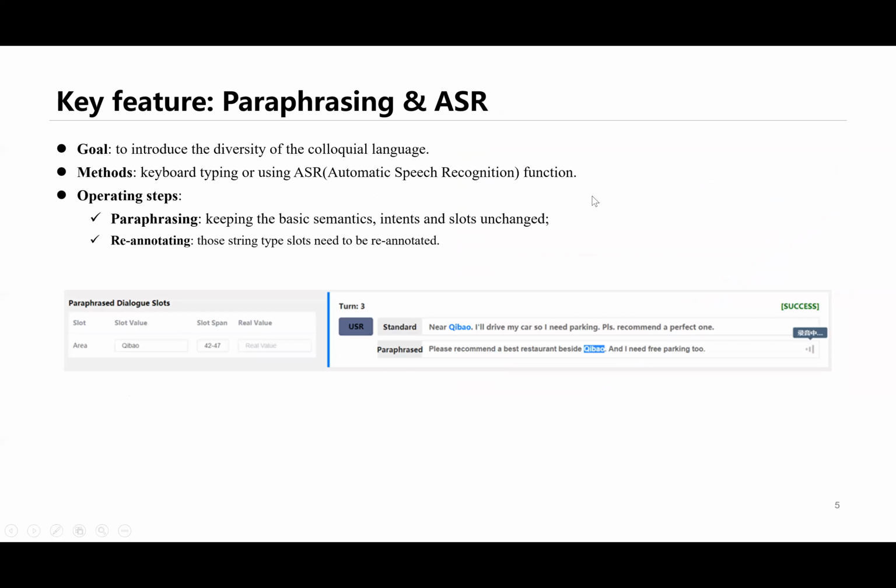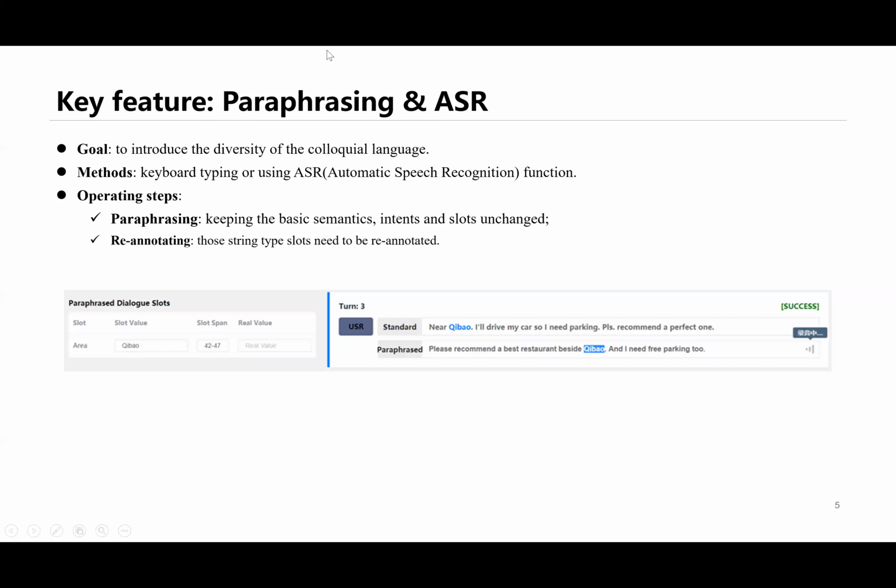All right, another key feature we introduced is called paraphrasing, and this is via the automatic speech recognition functions we introduced. Why do we need to do that? We try to introduce diversity of language, to enhance the richness of the data. For one sentence, we ask people to paraphrase it, keeping the basic semantics, intent, and slot unchanged. Based on re-annotating the string types and slots, once we re-annotate, their contents will be redefined.